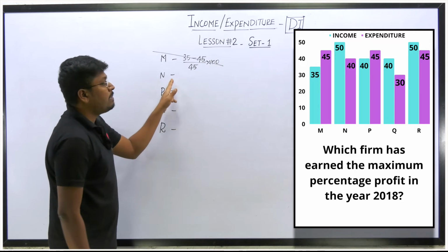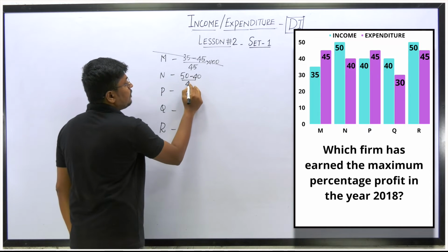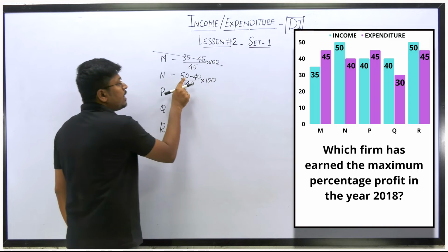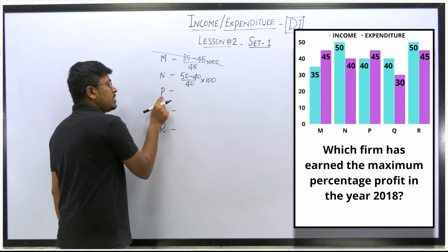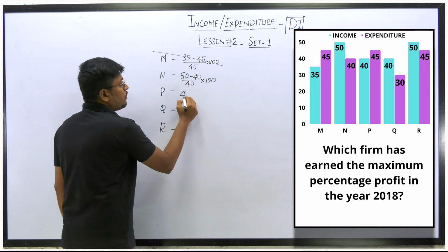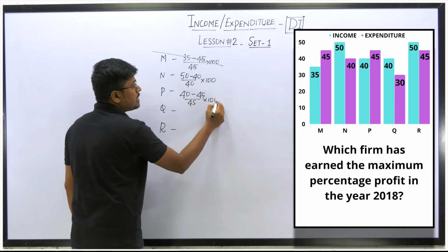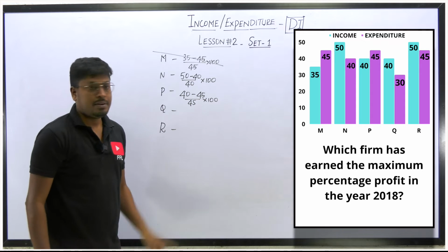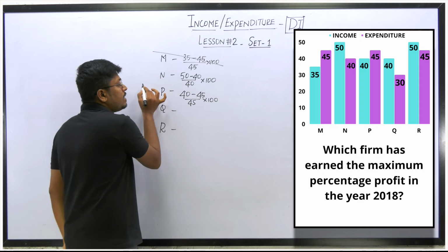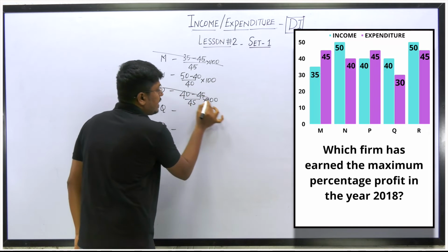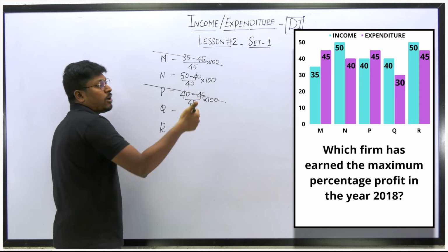Got it? Next will be company N. Company N: 50 minus 40 divided by 40 into 100. Yes, we are getting a positive value, so company N is getting a profit percentage. Got it? Now company P. Company P is 40 income minus expenditure divided by expenditure into 100. Just see here, 40 minus 45 will be minus 5. Again, this company P is getting a loss percentage, so we can eliminate this. Why? Because our target is to find which company earns more profit percentage.